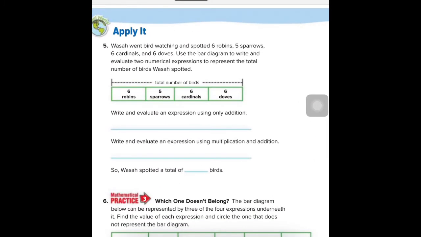Number 5. Washa went bird watching and spotted 6 robins, 5 sparrows, 6 cardinals, and 6 doves. Use the bar diagram to write and evaluate 2 numerical expressions to represent the total number of birds Washa spotted. Okay, so we have to just use addition. You're familiar with this. We just add the numbers up. 6 plus 5 plus 6 plus 6 equals 18, 19, 20, 21, 22, 23. Equals 23.